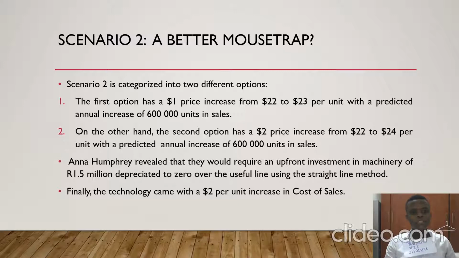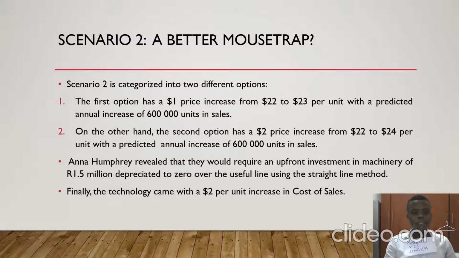The first option is the rise from $22 to $23 per unit, with a predicted annual increase of 600,000 units in sales. On the other hand, the second option is an increase from $22 to $24 per unit, with a predicted annual increase of 600,000 units in sales.